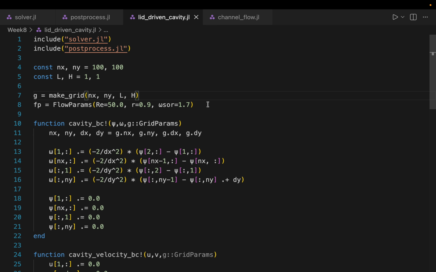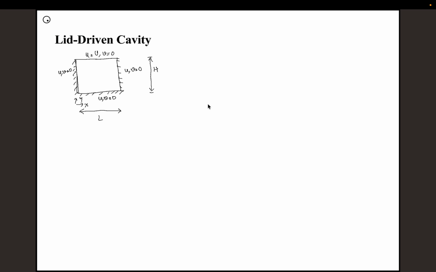Then we have to define the flow parameters. Let's see the governing equations. I'm using the non-dimensional form of the governing equations. In the non-dimensional form, we will have two equations. One is omega, the non-dimensional omega. This is the Poisson equation, which I will refer to as Poisson.